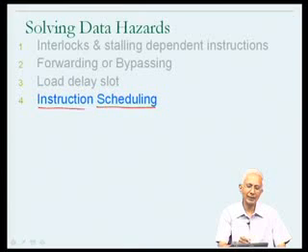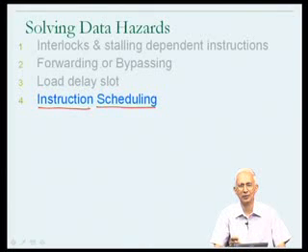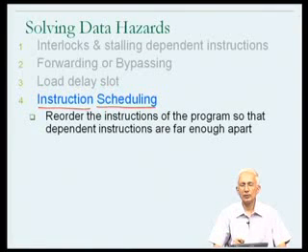Instruction scheduling, we would guess, has to do with the order in which the instructions should be executed. Just like process scheduling was about the order in which processes should be running, instruction scheduling must have to do with the order in which instructions should be executed. Right? So the idea of instruction scheduling then must be that if you're given a program, maybe you could change the order of the instructions so that dependent instructions are far enough apart.